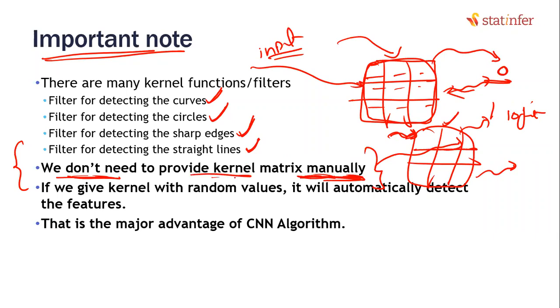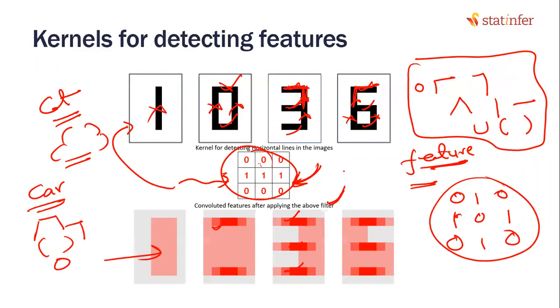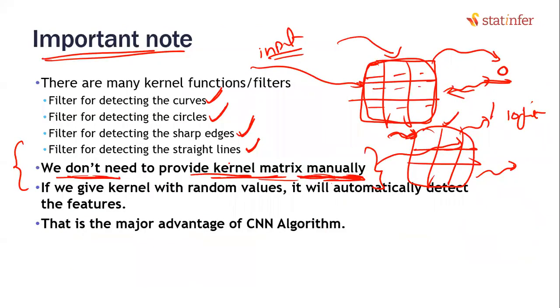We don't need to provide the kernel matrix manually. All of you acknowledge this point. Do we need to provide these values while we are building the model, while we are doing this object recognition? Do I need to provide these kernel matrices by myself? Not required. We don't need to provide the kernel matrix manually.